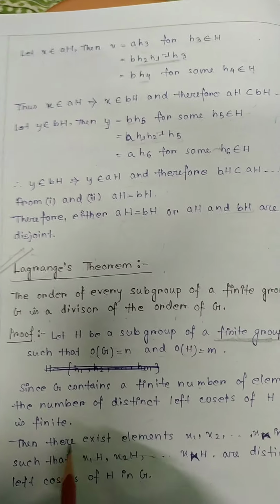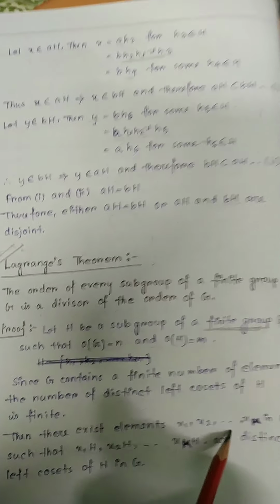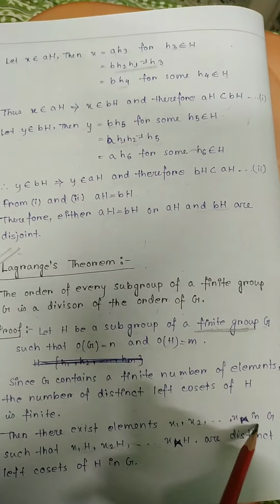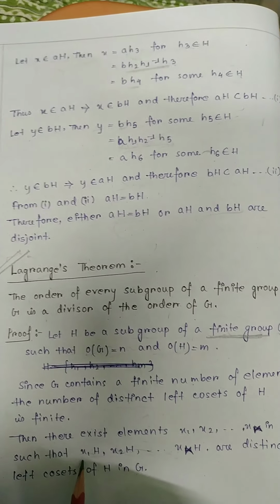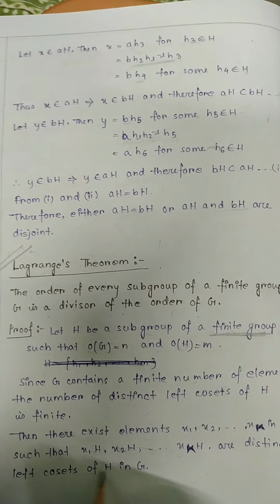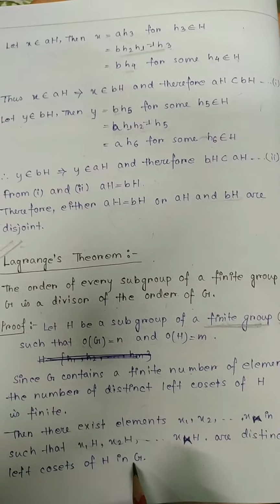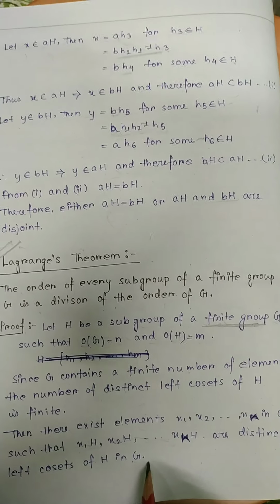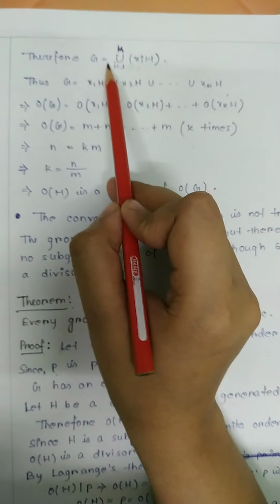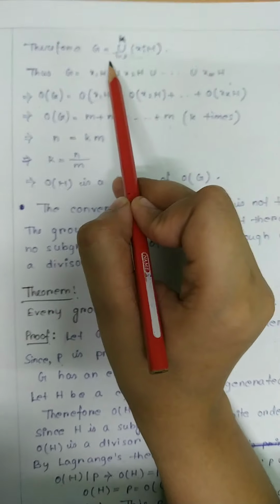Then there exist elements x1, x2, ..., xk in G such that x1H, x2H, ..., xkH are distinct left cosets of H in G. Therefore, G equals the union of xiH.